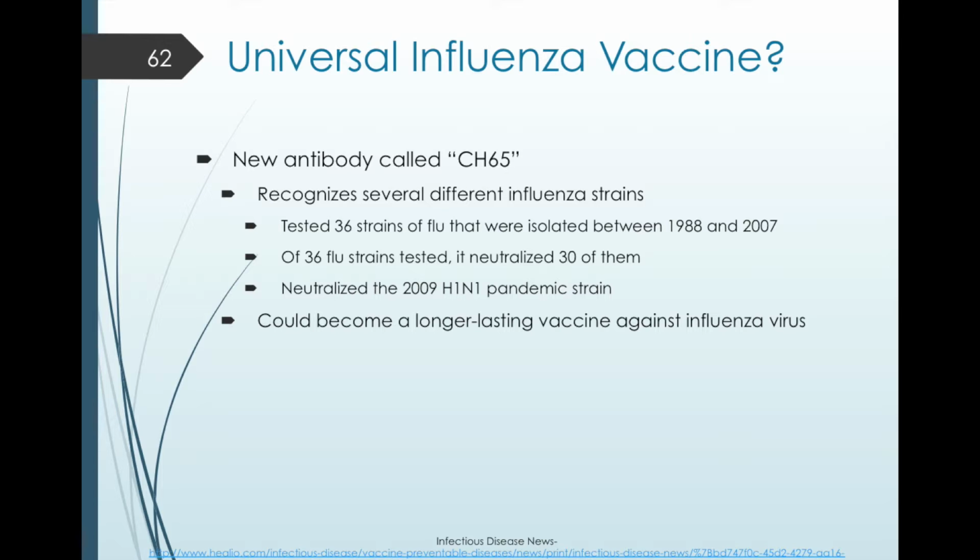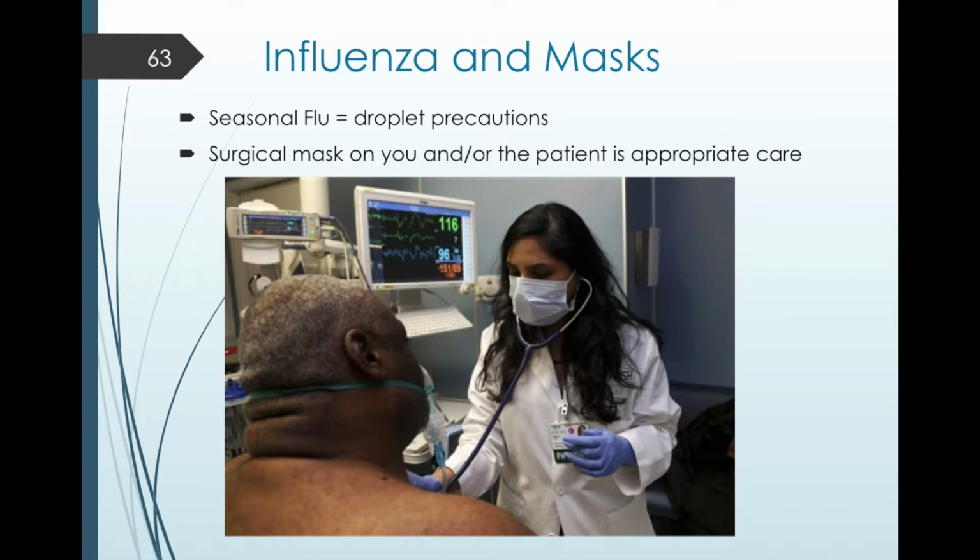One of the strains that it did neutralize was the 2009 H1N1 pandemic strain. This is very promising because this could evolve into a longer lasting vaccine that will protect against several different strains of influenza. For flu season, if you have a patient who you believe has the seasonal flu, we are going to utilize droplet precautions. A surgical mask on you and or the patient is appropriate.